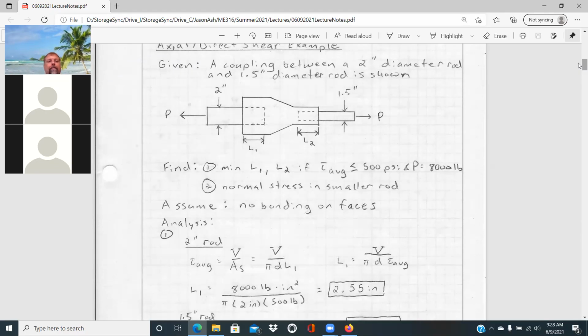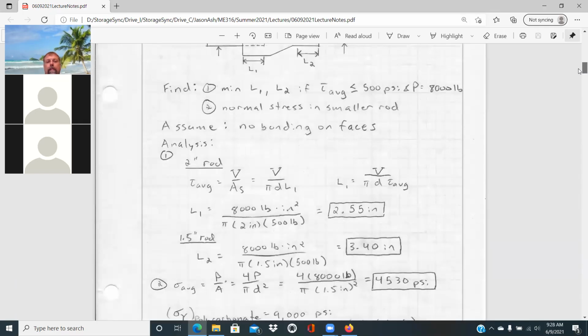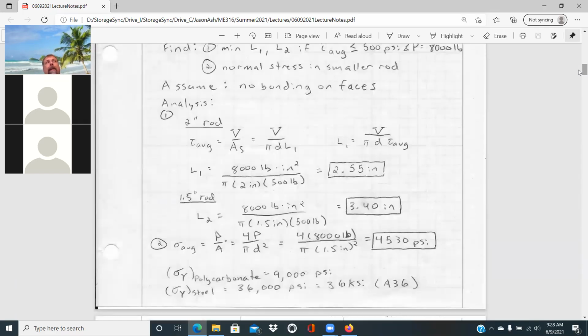Any questions? Yep. Scroll down on the derivation for the second part of this problem. Where does the 4 come from? Okay, so we're looking at a cross-sectional area. And remember, the area of a circle is pi r squared. But the radius is just the diameter divided by 2. And so if you square diameter divided by 2, you end up with diameter squared divided by 4. So pi d squared over 4. Okay, that makes sense.